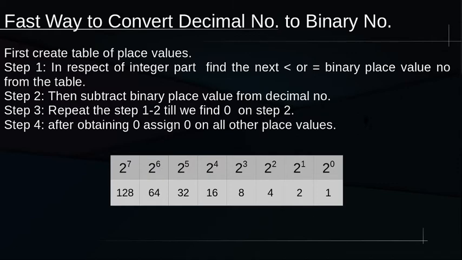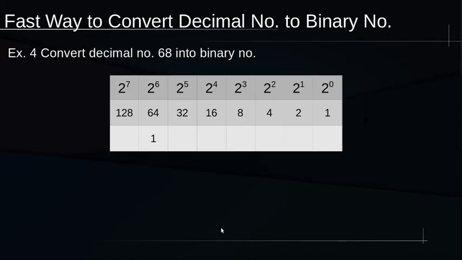It's time to demonstrate this method. Here is an example: convert decimal number 68 into a binary number. First we write the place value table and then find the next less than or equal to value from the place value table in respect of 68. So we find 64. We write 1 underneath 64. Then we subtract 64 from 68, we get 4.